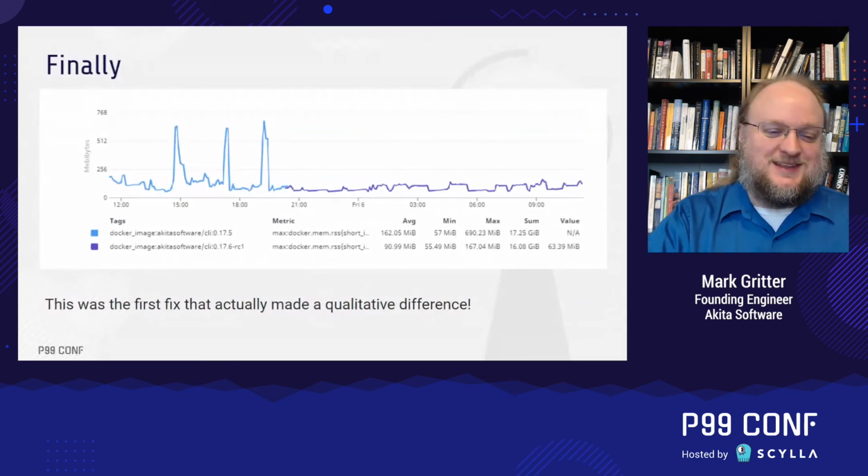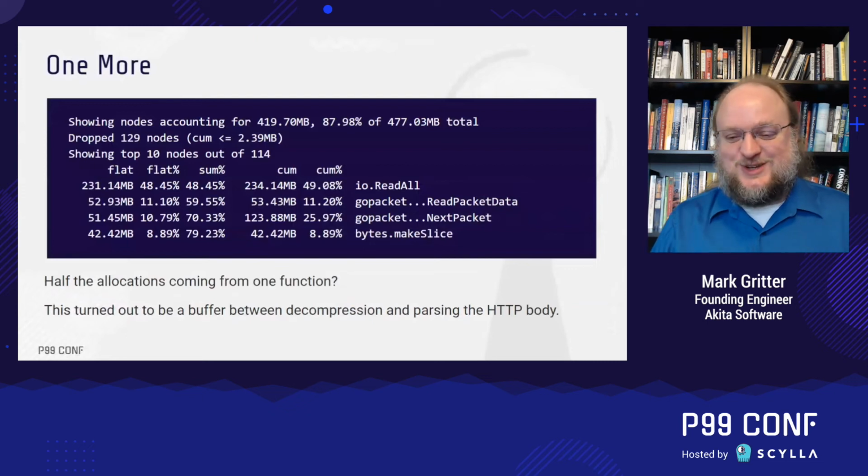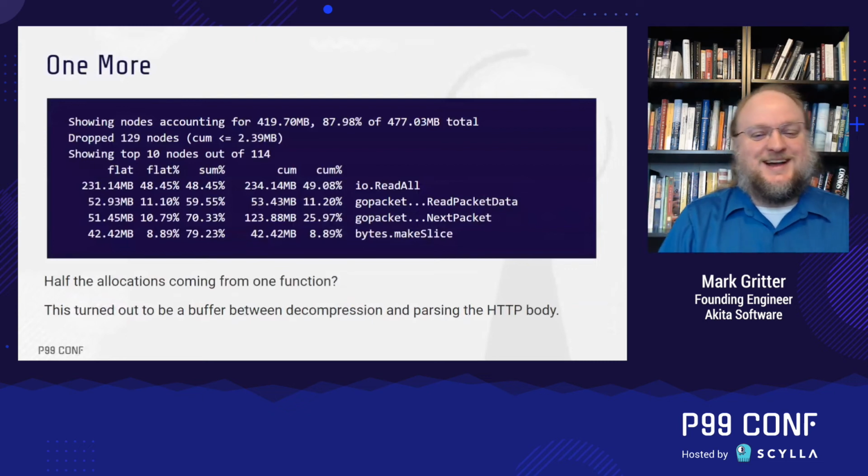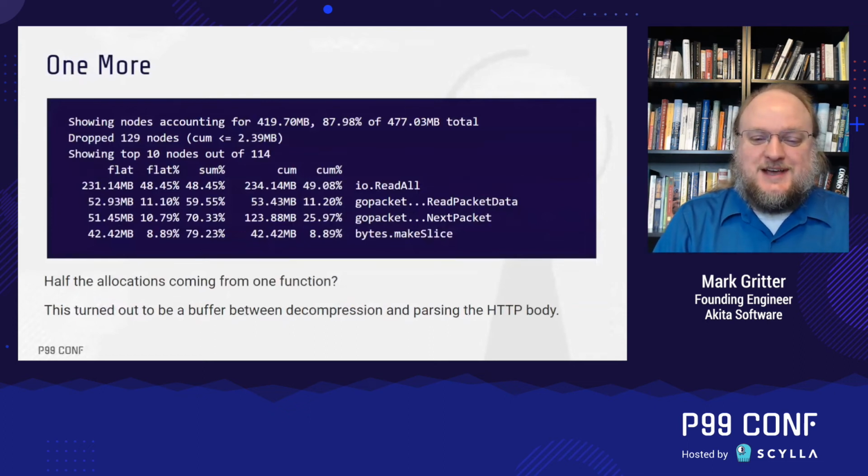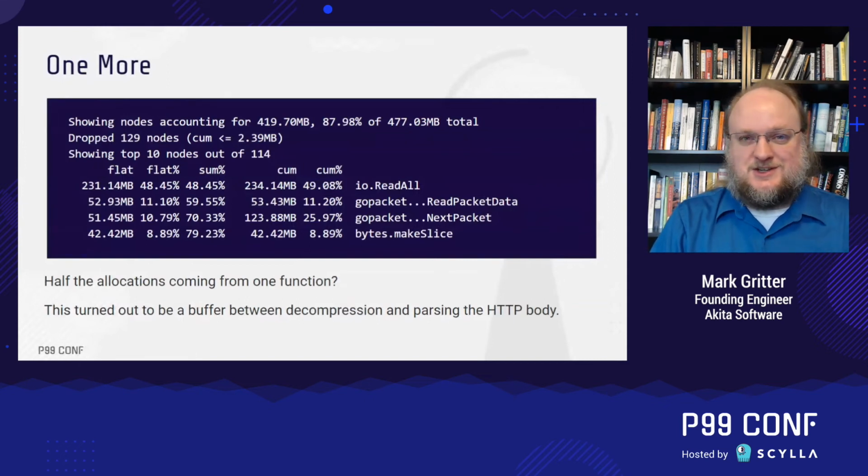And that gave me the feeling that yes, we could make this work, because I was really starting to doubt it. So after observing for a while longer, I identified another source of spikes. In this example, 50% of the allocations in one of those minute-to-minute samples came from just one function.